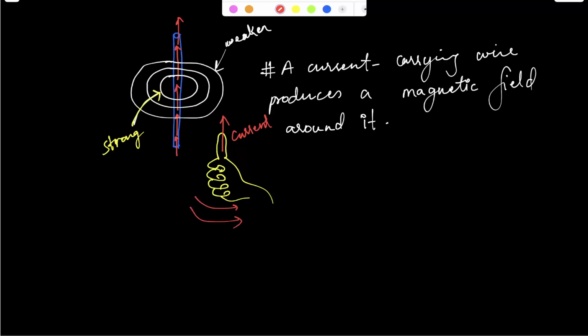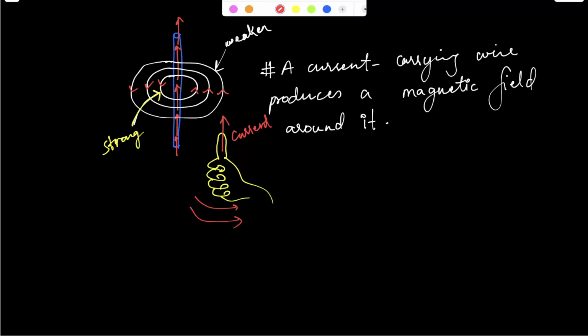magnetic field. So the magnetic field is going like this, isn't it? The direction of magnetic field would be like that. Just use your right hand rule. Use your right hand to understand that. The thumb points towards the direction of the current, and the fingers point towards the direction of magnetic field.